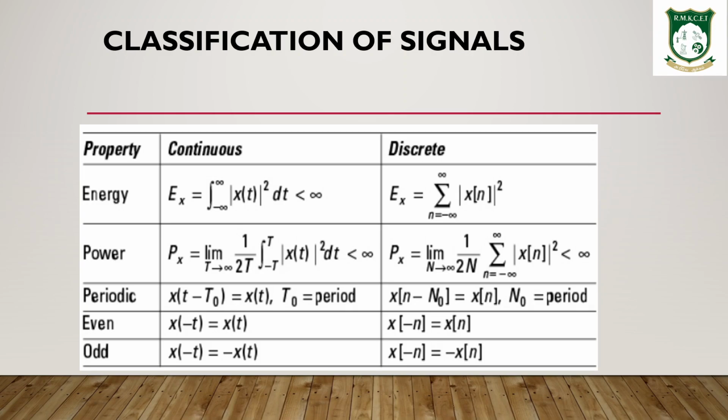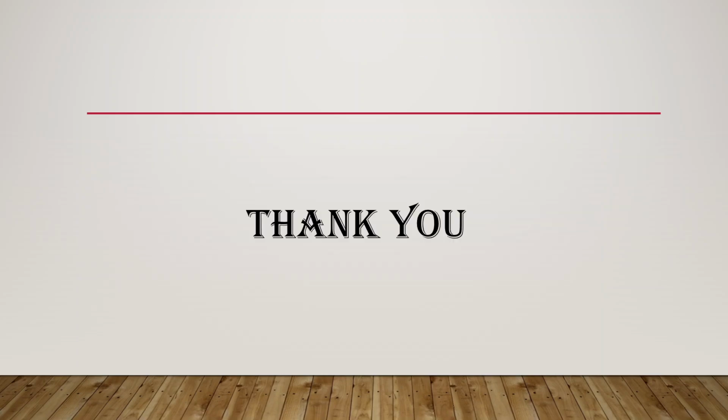So this slide is showing formulas to define whether the given signal is an energy signal or a power signal, periodic or aperiodic signal, and even signal or odd signal, in both the continuous time domain and the discrete time domain. These formulas will help you to define which type of signal the given signal is. I hope you have understood something about classification of signals.